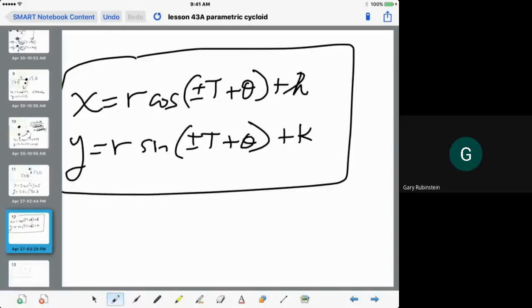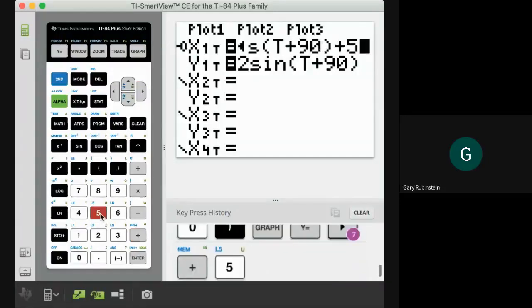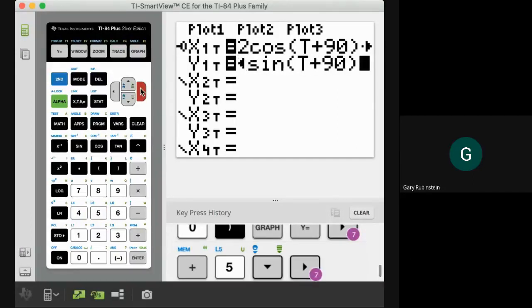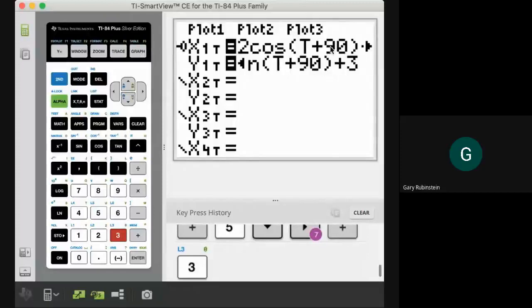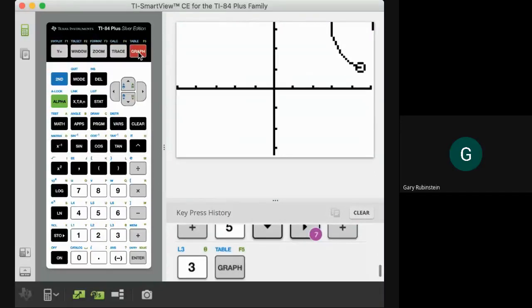Let me bring back the graphing calculator. Okay, here's the graphing calculator, and you can see that if I take this equation and I add on the 5, and I add on, was it 3? This one, because the plus 90 is still there, is going to start at the top. But watch the graph. It's too big for the graph, so I could zoom.